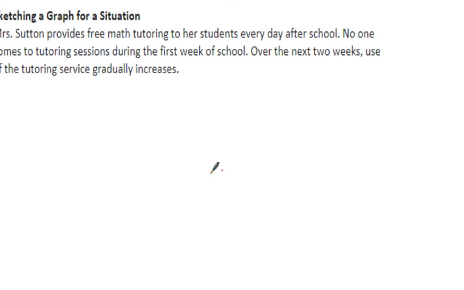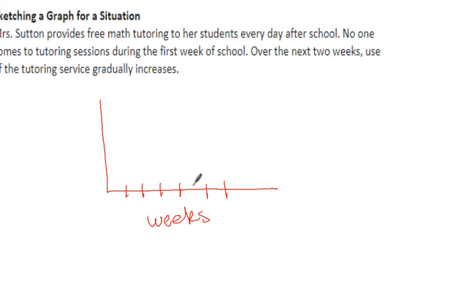Okay, so we've got to draw a little graph. Across here is going to be our weeks. We can even put some tally marks, 1, 2, 3, 4, 5, 6. Maybe put a 1 there so it's a little more even. And then this would be the number of students. Now we don't have to actually put numbers for the number of students because we don't know, it doesn't say.